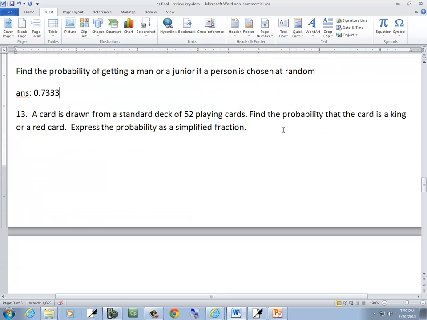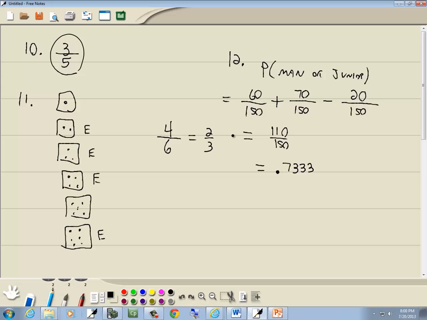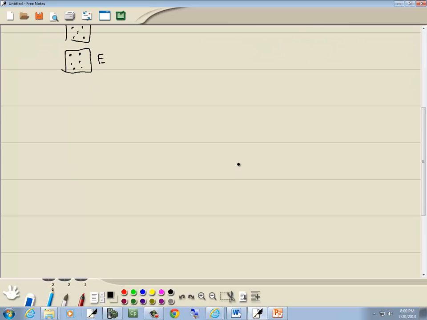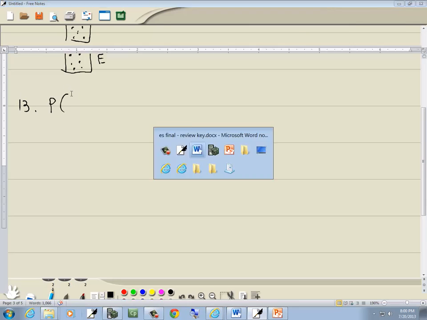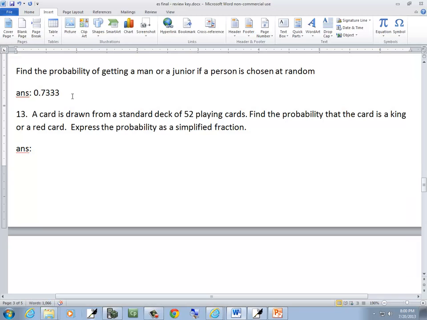Okay, let's look at number 13. A card is drawn from a standard deck of 52 playing cards. Find the probability that the card is a king or a red card. Express probability as a simplified fraction. Okay, so probability of a king or a red card.